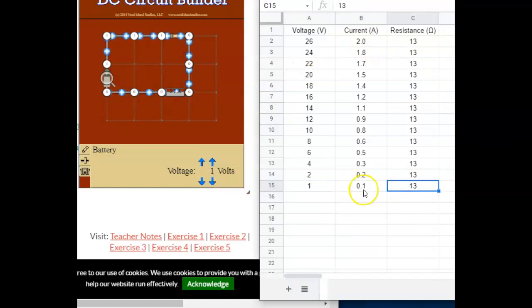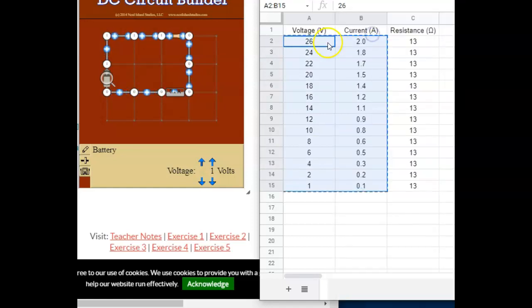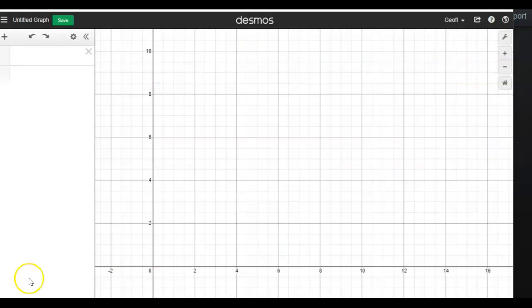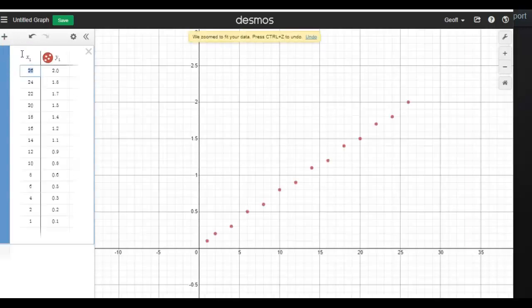All right, so now I've got this table, and I'm going to copy this information here. And I'm going to open up Desmos and paste that into Desmos so that we can graph it. So here we are with the blank Desmos sheet. I've copied those 2 columns and I'll paste them in here. And look at that. It looks like a pretty nice, clearly it's not a parabola. It looks very much like it's a linear relationship.